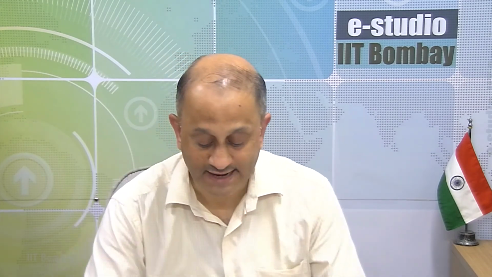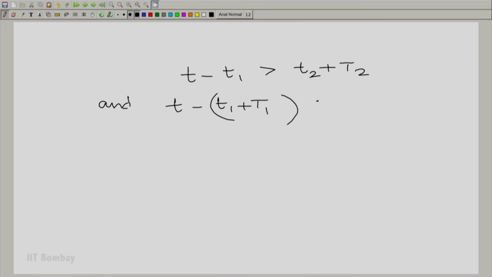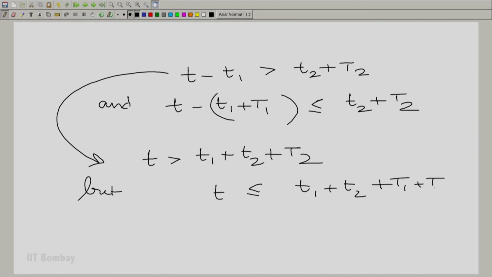So, now we have an expression, we need to write down the region over which it is valid. Let us do that. You need T minus T1. So, T minus T1 has gone beyond T2 plus capital T2, but T minus T1 plus capital T1 is still less than or equal to T2 plus capital T2. So, this says T is greater than T1 plus T2 plus capital T2, but T is less than or equal to T1 plus T2 plus capital T1 plus capital T2. So, this is the region. The region specified algebraically is described as follows.